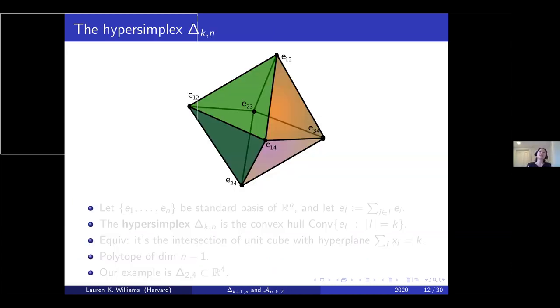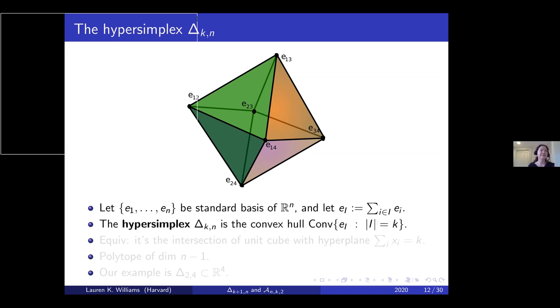Okay, so now I want to shift gears and talk about the hypersimplex. So what is the hypersimplex? It's a very, very simple polytope. So let e_1 through e_n be the standard basis of R^n. And if I is a subset of 1 through n, I'll just let e_I be the sum of all the e_i's coming from my subset.